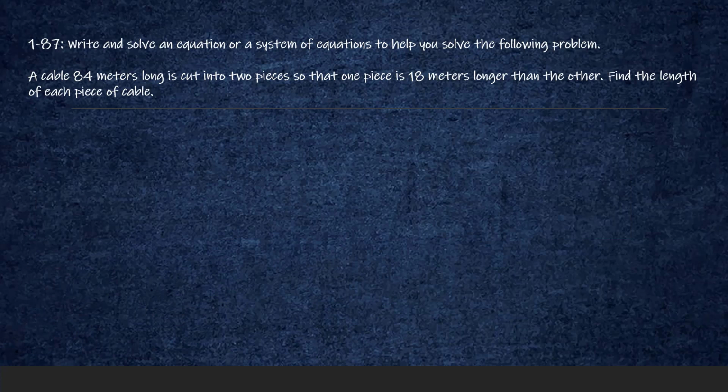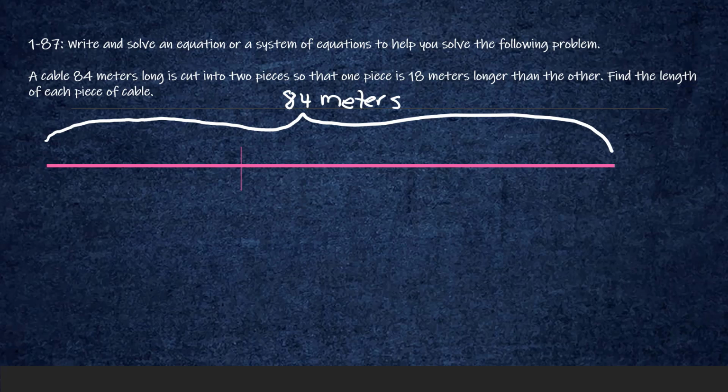Let's move on. I like word problems like this. This is 1-87. I like to draw diagrams and illustrate it because I'm a visual learner. Write and solve an equation or a system of equations to help you solve the following problem. I only wrote one equation, but you're going to figure that out in a moment. A cable 84 meters long is cut into 2 pieces so that one piece is 18 meters longer than the other. Find the length of each piece of cable. So the first thing I did was draw a cable that I imagined to be 84 meters long. Then you'll see a little line here that separates the shortest piece from the longest. The shortest is over here and the longest on this side.